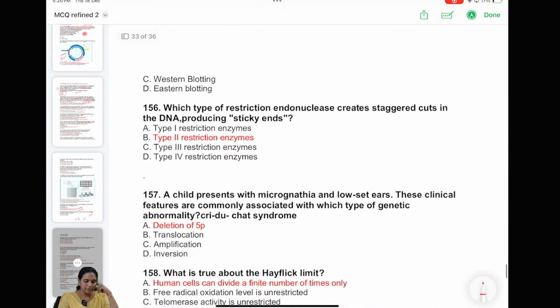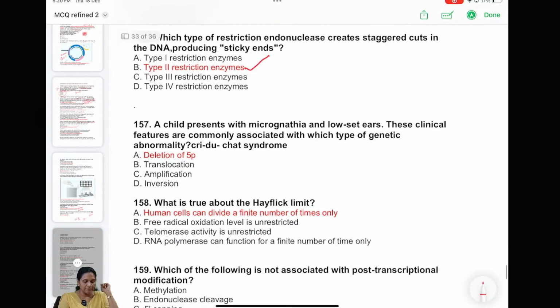Next, which type of restriction endonuclease creates staggered cuts in DNA producing sticky ends? Staggered cuts and sticky ends mean type 2 restriction enzymes. A child presents with micrognathia and low-set ears. These features are commonly associated with which type of genetic abnormality? Cri-du-chat syndrome. If micrognathia and low-set ears are there, then Cri-du-chat syndrome, deletion of 5p, the short arm, p for puny, the short arm of the p chromosome.